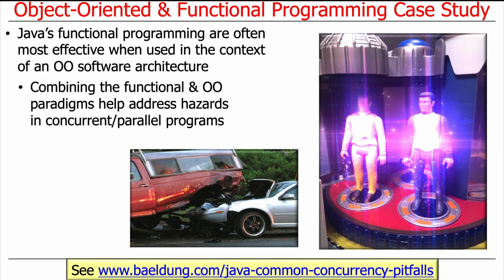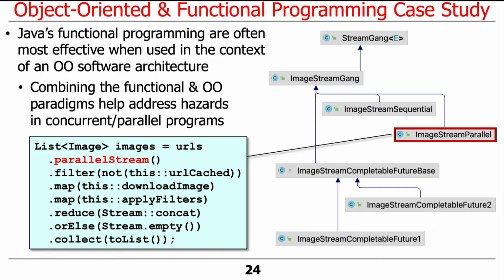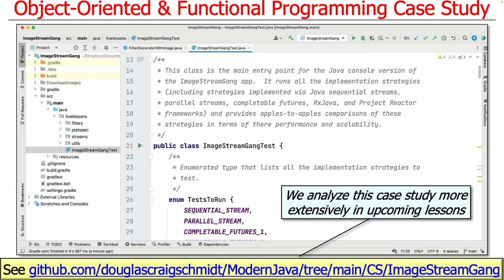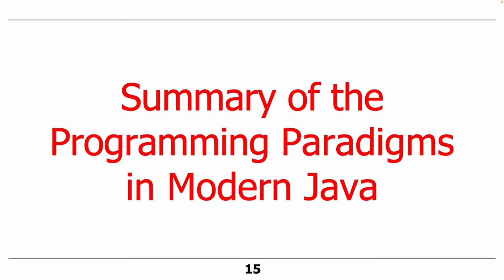This combination is especially important for concurrent and parallel computations that can otherwise incur various concurrency hazards, such as race conditions or memory visibility problems, which are particularly hard to identify and rectify when programs aren't structured in a coherent object-oriented manner. This has just been a quick walkthrough of the ImageStreamGang case study. We'll examine this example much more extensively in upcoming lessons. So let's go ahead now and summarize the programming paradigms in modern Java.